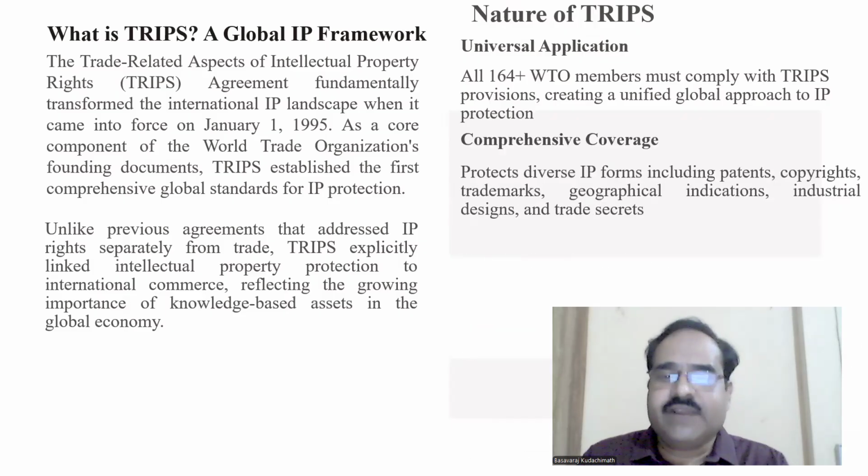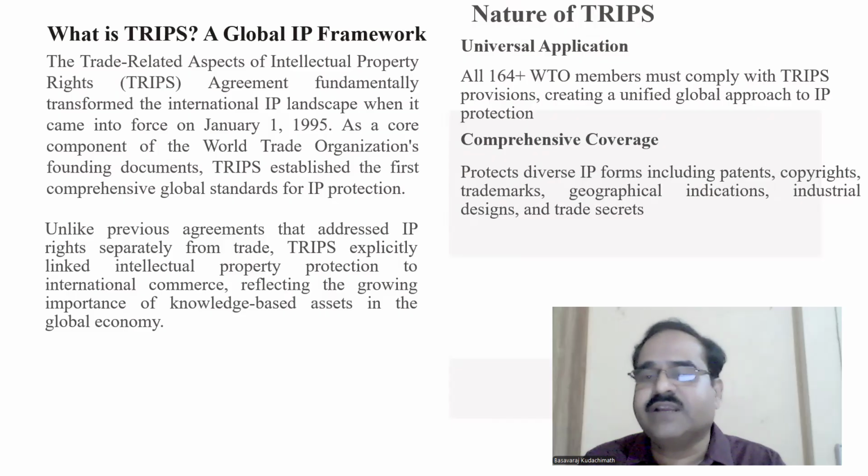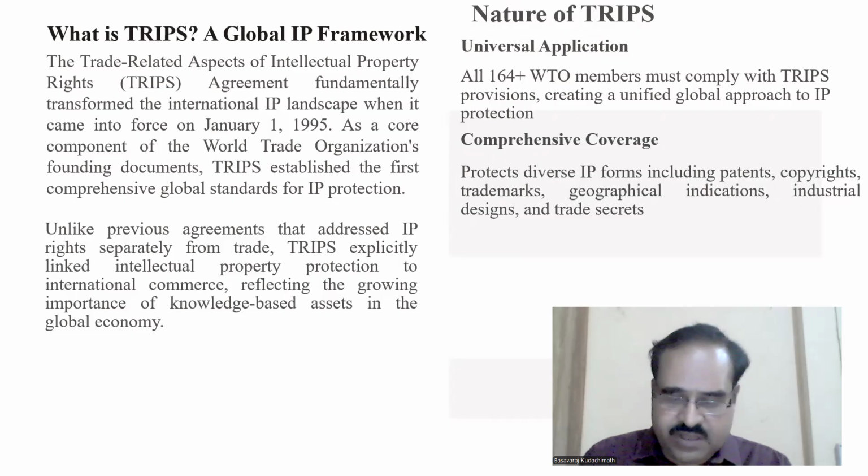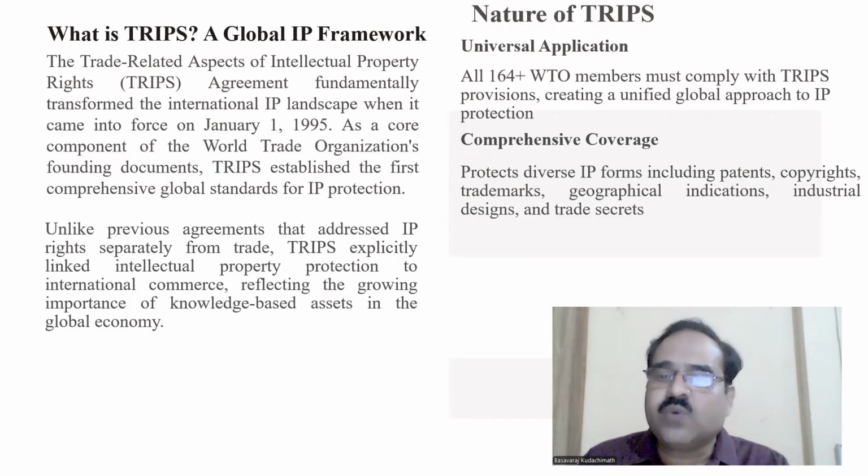Next, comprehensive coverage protects diverse intellectual property forms, including patents, copyrights, trademarks, geographical indications, industrial designs, and trade secrets. It means that intellectual property rights is not only protecting the designs, it is not only protecting what you call the patents of one country in another country. It is also protecting the copyrights, trademarks, geographical indications, industrial designs, and trade secrets. All these need to be protected.